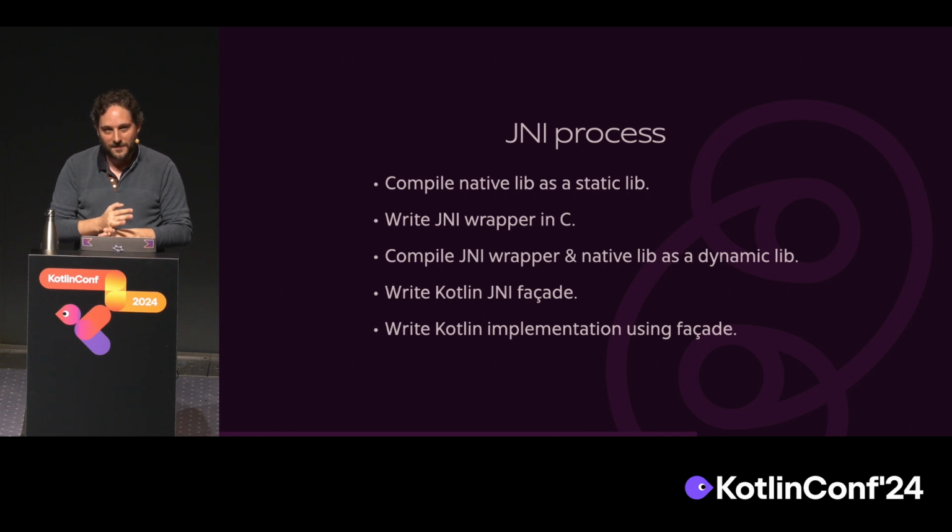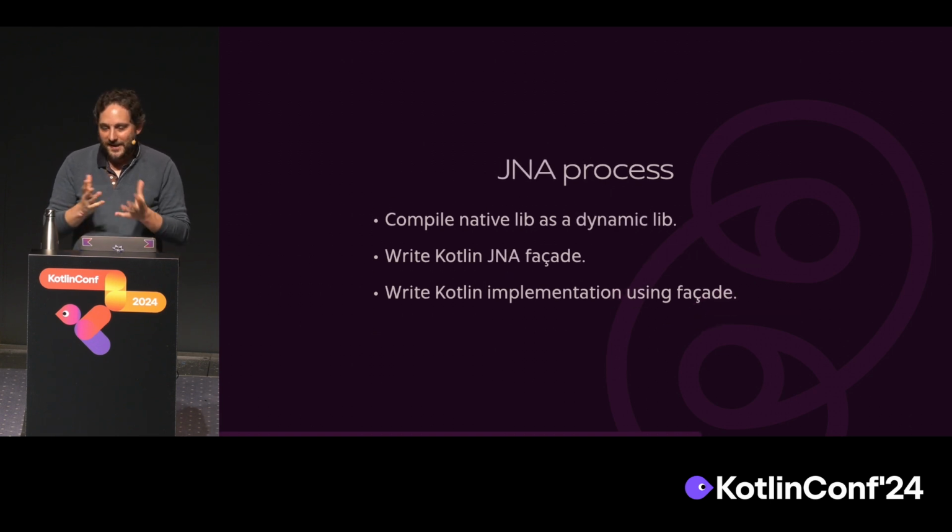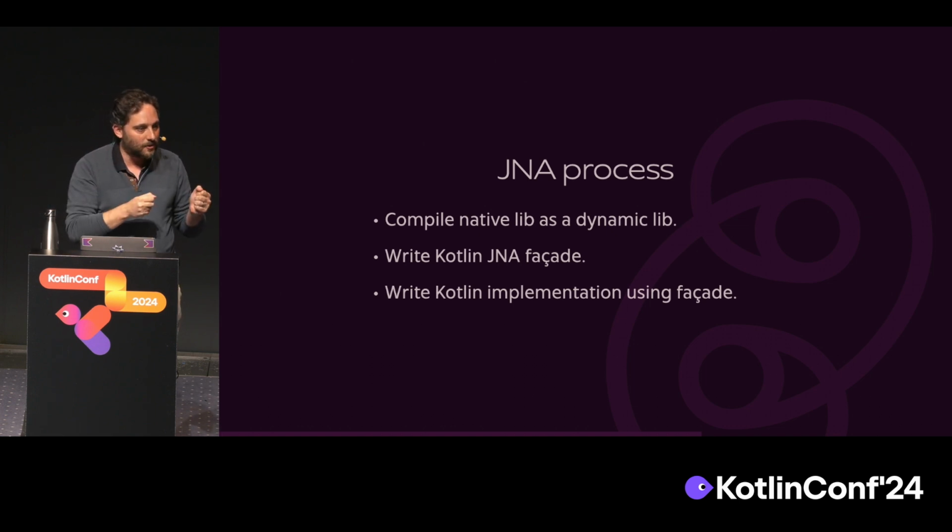write a Kotlin JNI facade, and then write the implementation using that facade. Maybe you've heard about JNA. JNA is a shortcut to JNI. I'm not going to go into details about JNA, but basically you compile the lib directly as a dynamic lib, and then you can load it and access its symbols.